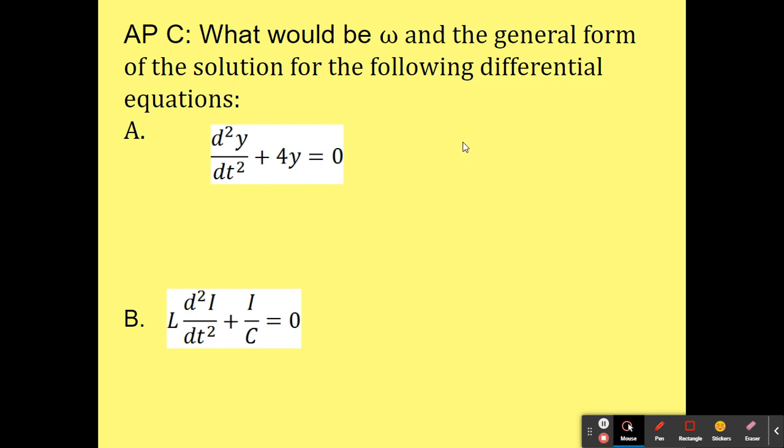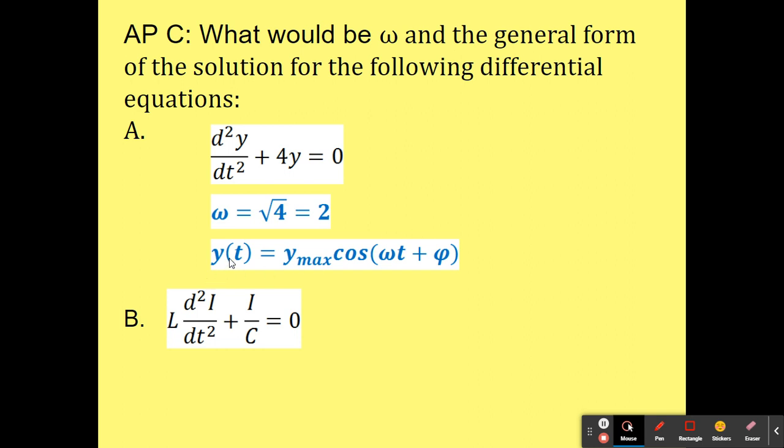So let's do a little practice. If I have a couple of equations here, I have the second derivative of y with respect to t plus 4y is equal to 0, what would omega be? There we go. It's really that easy. Take the square root of whatever is in front of the original term here. And our equation of motion is going to be a cosine function. So y is equal to y max cosine omega t plus whatever phase angle we have.